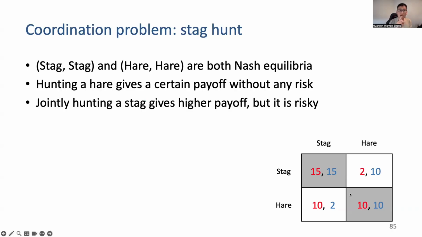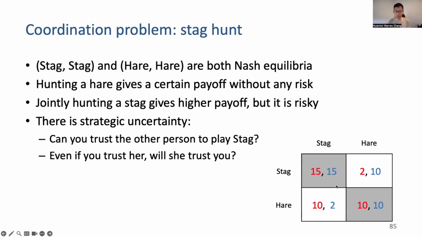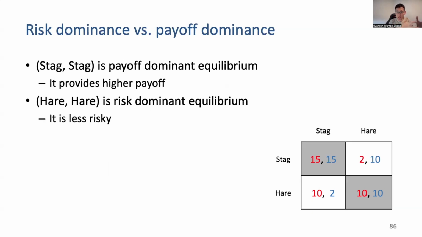But here, hunting a hare gives you a certain payoff without any risk, and jointly hunting a stag gives the higher payoff, but it's risky. So there is the so-called strategic uncertainty. Can you trust the other person to play stag? Even if you trust her, will she trust you? Here we call the stag equilibrium the payoff dominant equilibrium because it provides a higher payoff. On the other hand, the hare equilibrium is the risk dominant equilibrium because it minimizes the risk. It guarantees some payoff for sure.